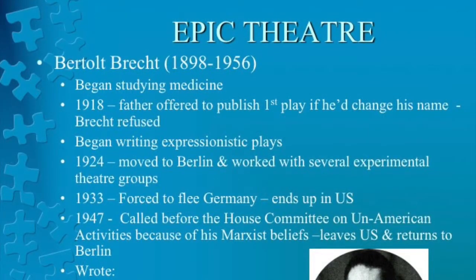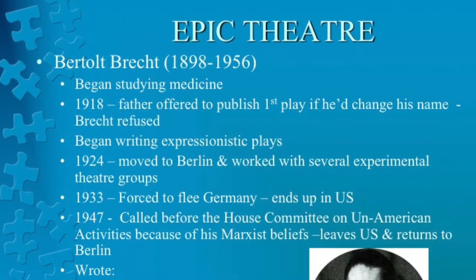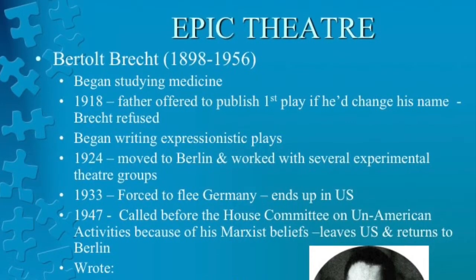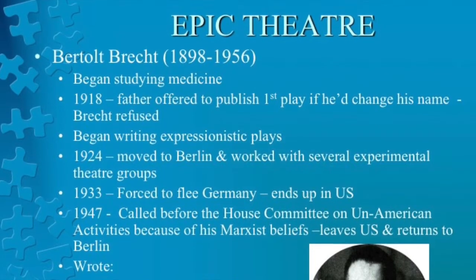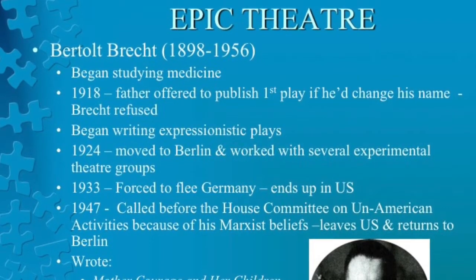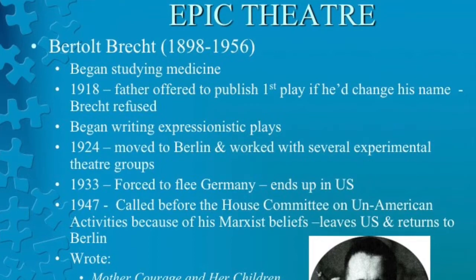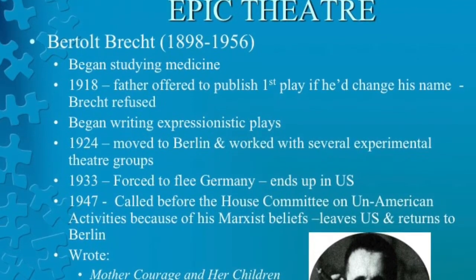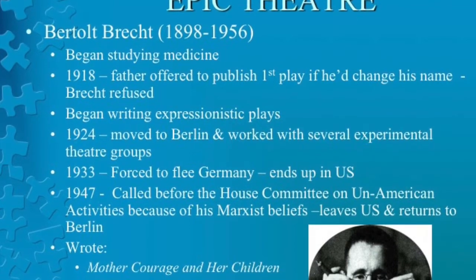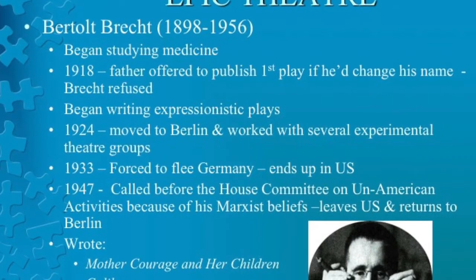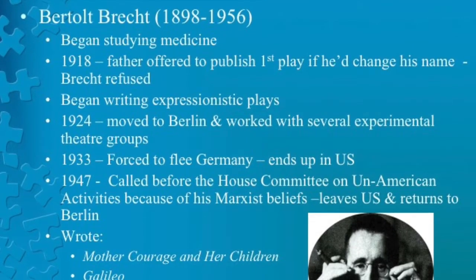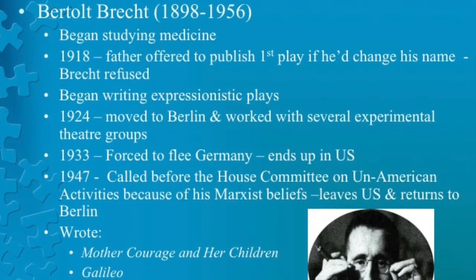Brecht was born in 1898, started as a medical student. In fact, he served as a medic during World War I. After the war, he began writing expressionist plays. His father offered to publish his first play if Berthold would change his name. He didn't want an artist in the family. Brecht refused, however. In 1924, he moved to Berlin and began to work with several experimental theater companies.